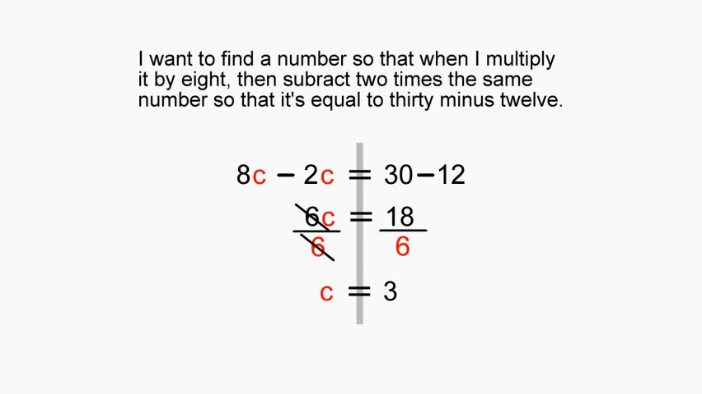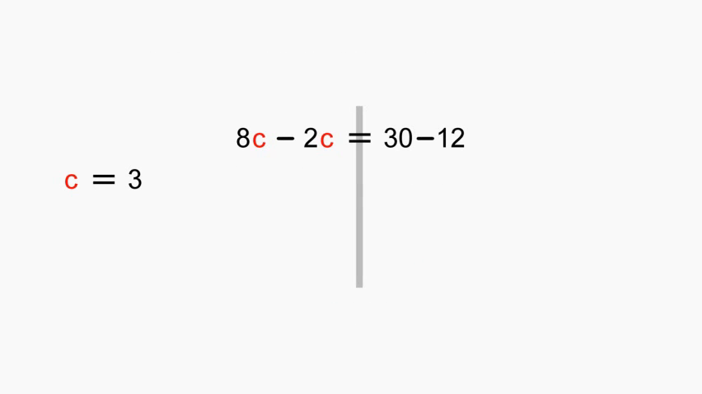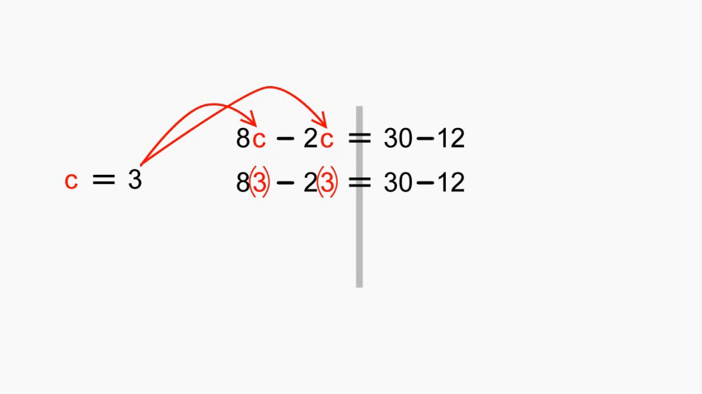Now I want to make sure I got the right number, so I'm going to plug it back into the original equation and check it. Plugging in the 3 in place of the c's, I can now do the arithmetic on both sides. Let's work on the left side first. 3 times 8 is 24, and 2 times 3 is 6 on the left side. 24 minus 6 is 18. And on the right side, 30 minus 12 is also 18. So the number that will make both sides equal to each other is 3.